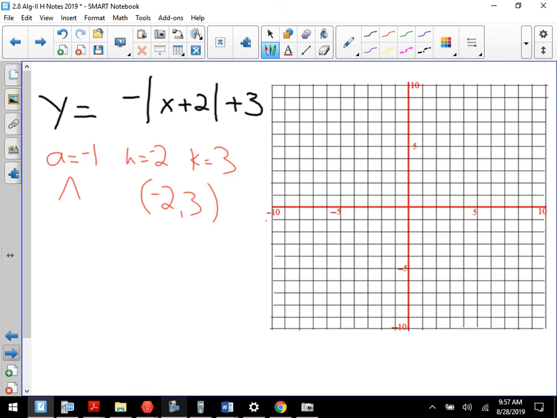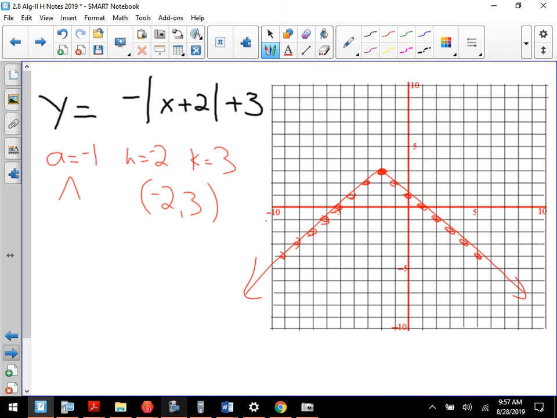The domain for this one would be all real numbers, because whatever value of x you substitute in, you're always going to get a value of y. Your domain is restricted though, okay, and I'll show you that here in a second. So -2, 3, I just plotted. I have a slope of -1, so I know that one of them is just going to go this way, and then I go the other direction, and I make my V.